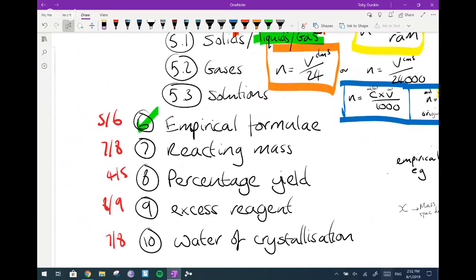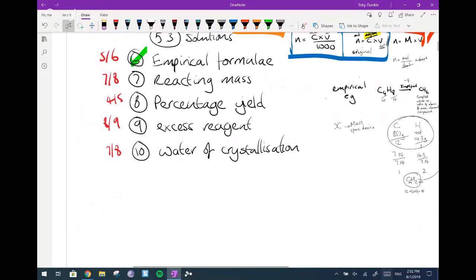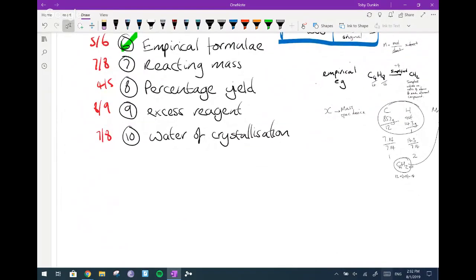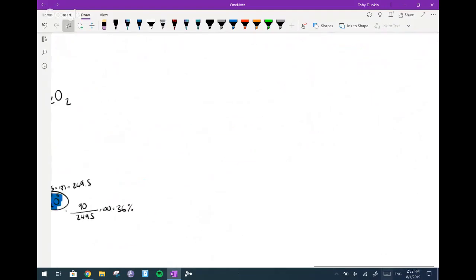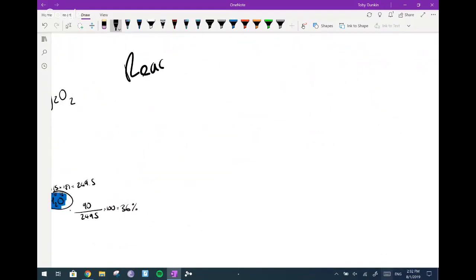So, reacting mass calculations, this is type number 7. This is simply recognizing that in chemistry, we can predict things. I'll drop over onto this side if I can, see if I can find some space. So, reacting mass calculations. This is the idea that we can predict using chemistry.